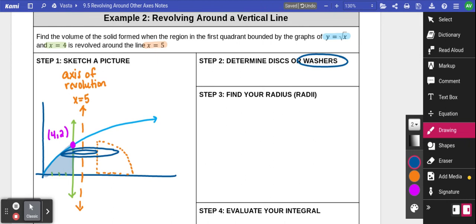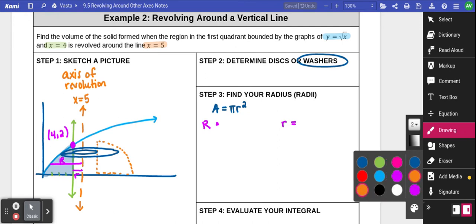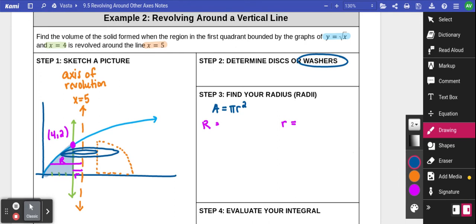So I'm going to have a big R and I'm going to have a little r. Now my big R is going to go from the axis of symmetry to the outer edge of my slice. And my little r is going to go from the axis of symmetry to the inner edge of my slice. So let's start by writing down the formula: area equals pi r squared. Since each of my slices is going to be shaped like a circle because I'm revolving something, spinning it in a circle, I'm going to use my circle formula, which is pi r squared. Because there is a gap in the middle, I'm going to need a big R and a little r. In this case, my big R is going to be, I'm going to use the idea of right minus left. The right side of that big R radius is the line where x equals 5, and the left side is the blue graph.